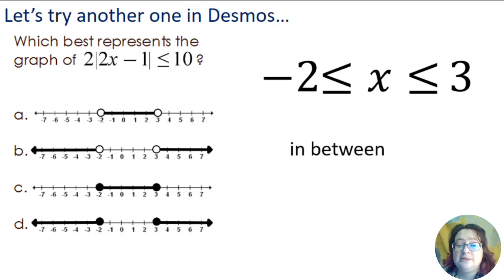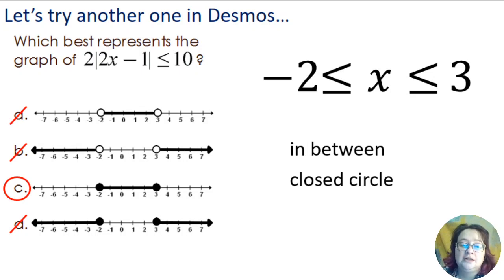Because I know that it's in between, I can mark out B and D, because those are not shaded in between those points on the number line. I can also see that I have a closed circle, which means I can mark out A and circle C. So our number line would look like C. Closed circles at -2 and 3, and the number line shaded in between.